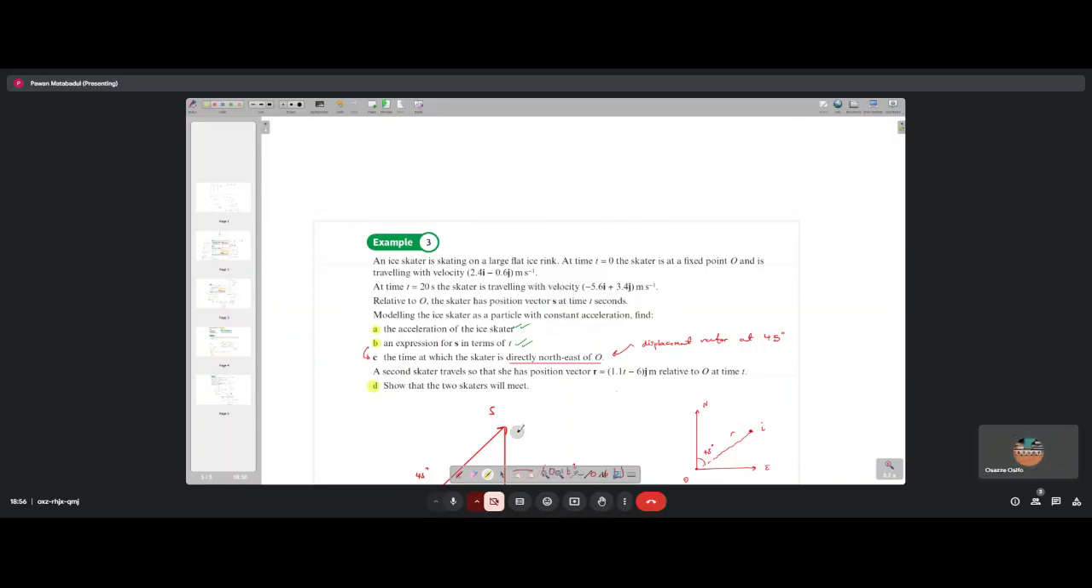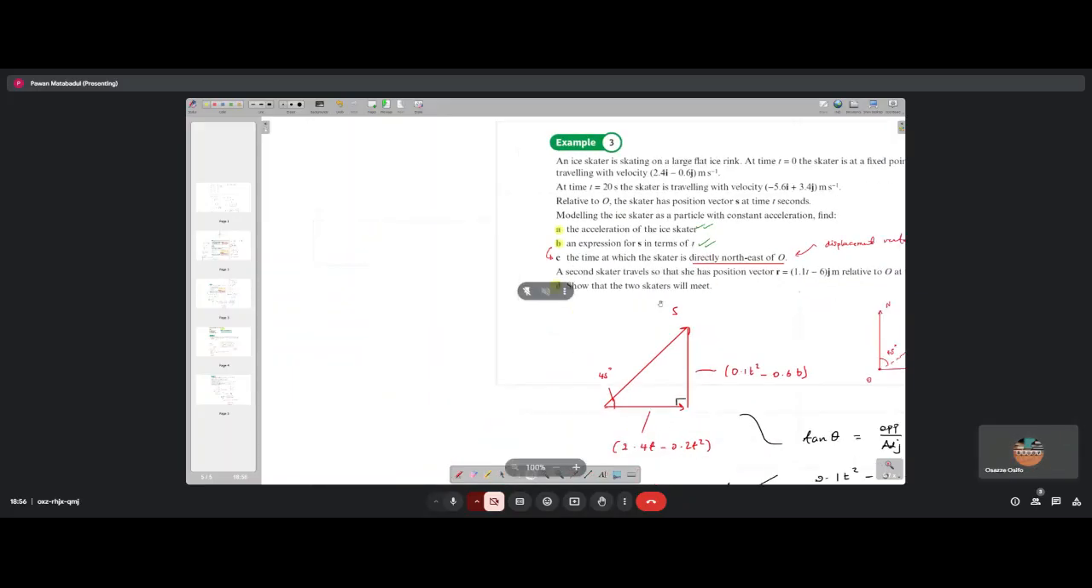So this is a good question. If I was to show you when they meet, what would you notice if they were to meet? What vector though? What would be the same? Yes, you're very close. Yes, so they would have the exact same displacement vector.